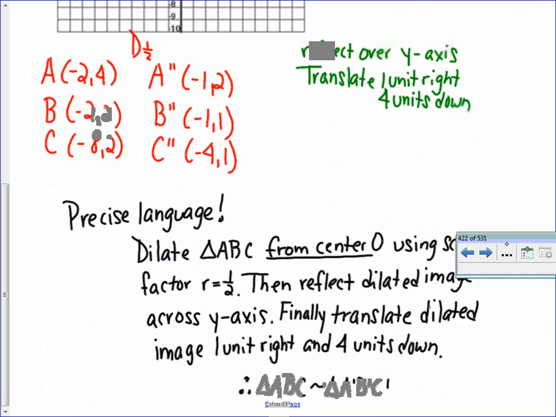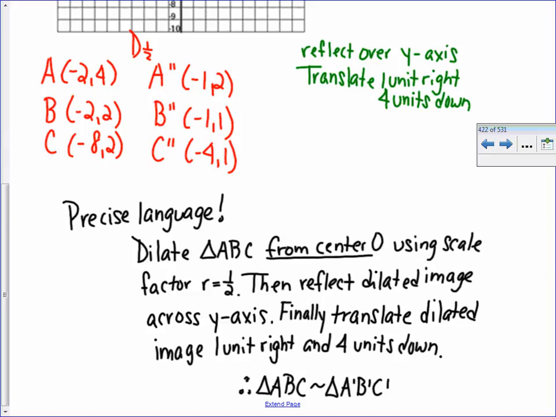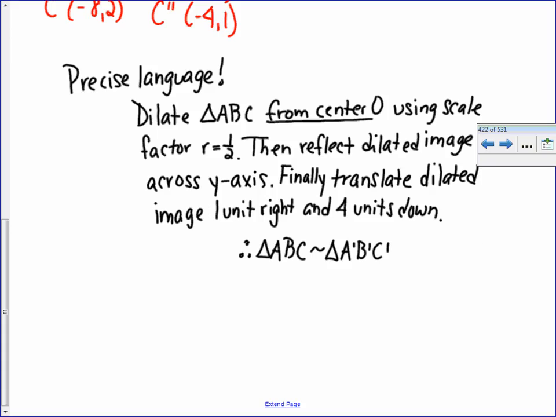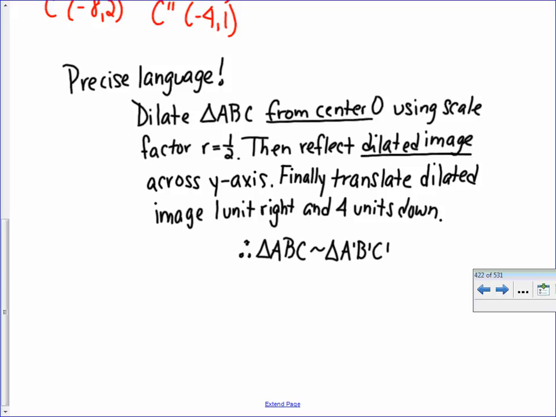Here is my precise language for this dilation proof. Dilate triangle ABC from center O using a scale factor r equal to 1/2. Then reflect the dilated image, again make sure you have all these words in here, across the y-axis. Finally translate the dilated image 1 unit to the right and 4 units down. Therefore triangle ABC is similar to triangle A prime B prime C prime. And that is your dilation proof.